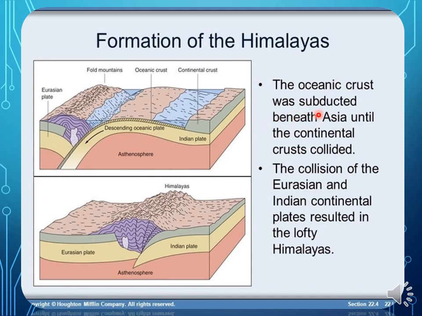The ocean crust was subducted beneath Asia until the continental crust collided. The collision of the Eurasian and Indian continental plates resulted in the lofty Himalayas. Because of the pressure from both sides, folded mountains were formed. Thus, the Himalayas were formed.